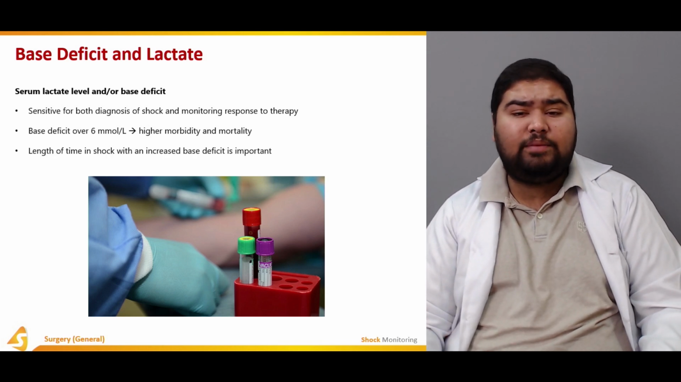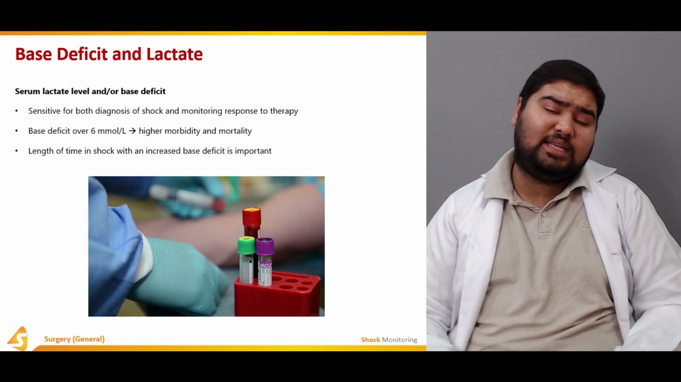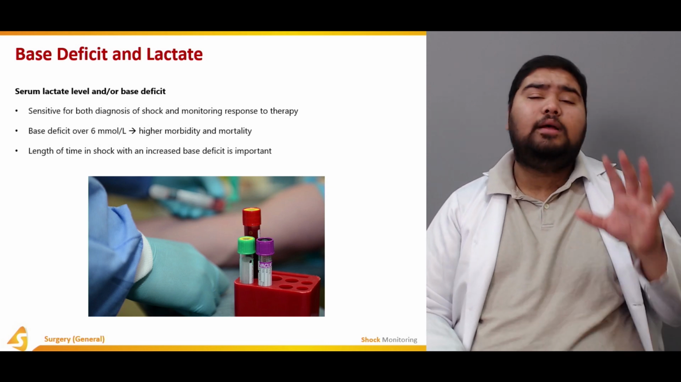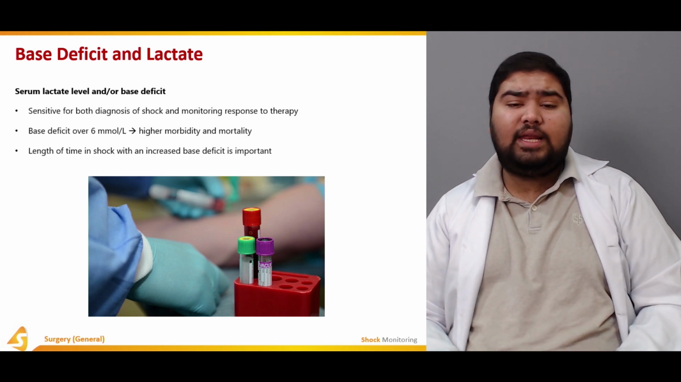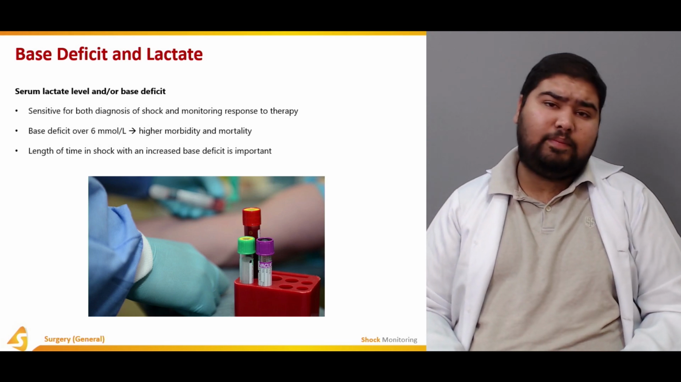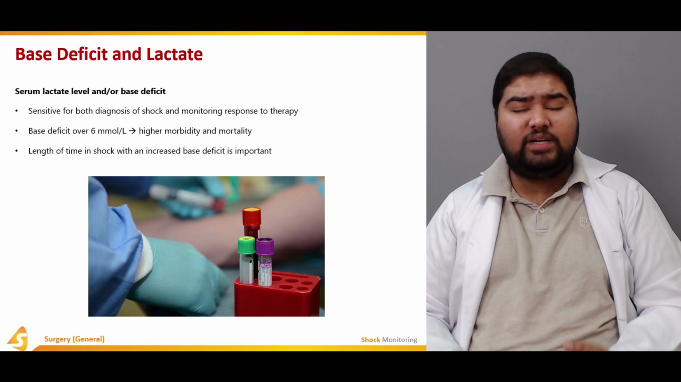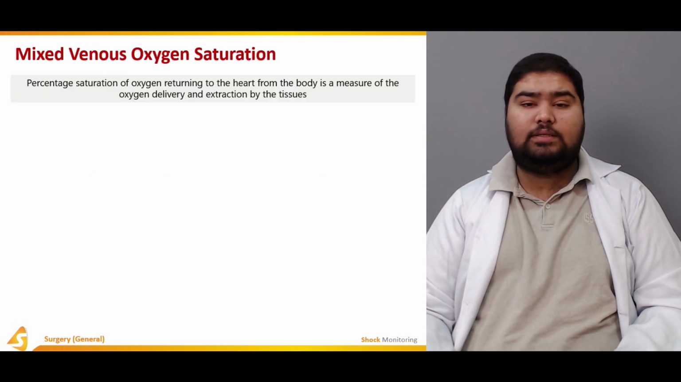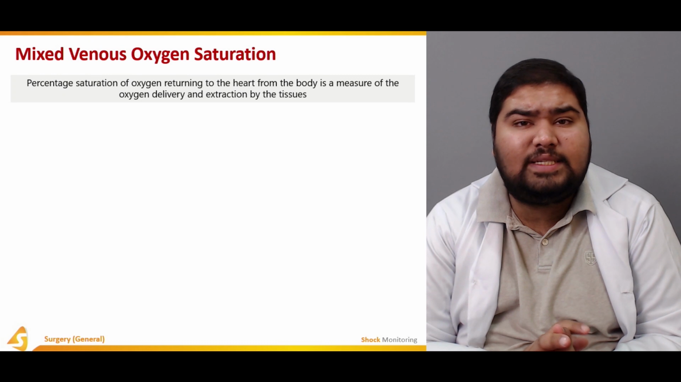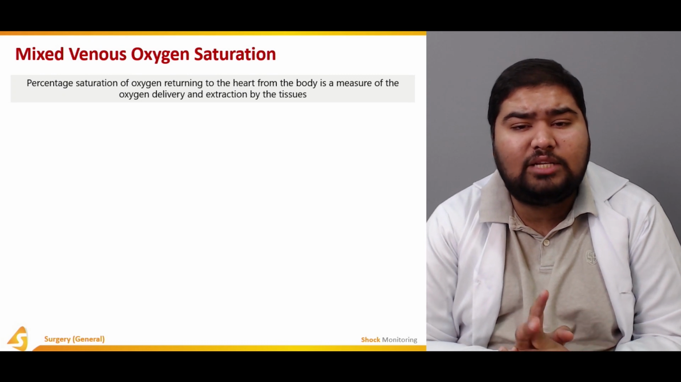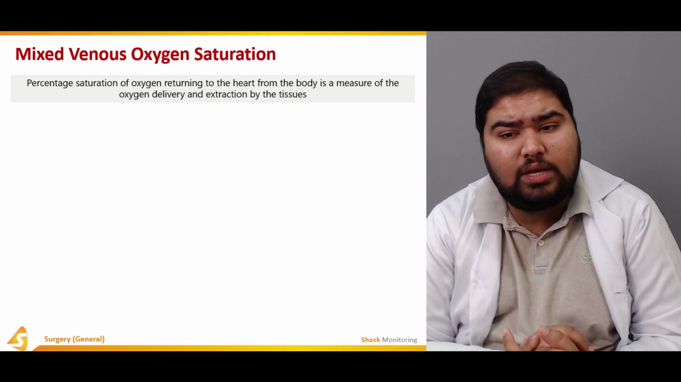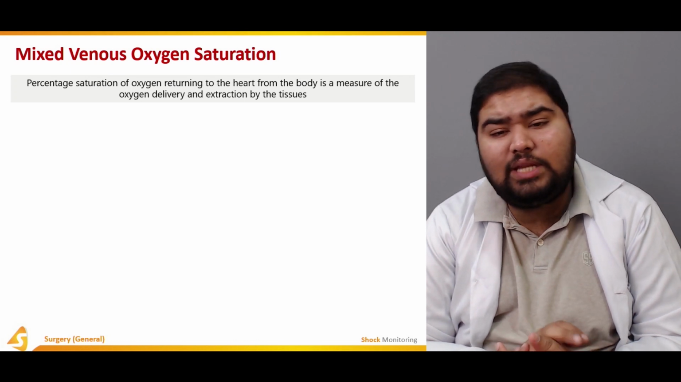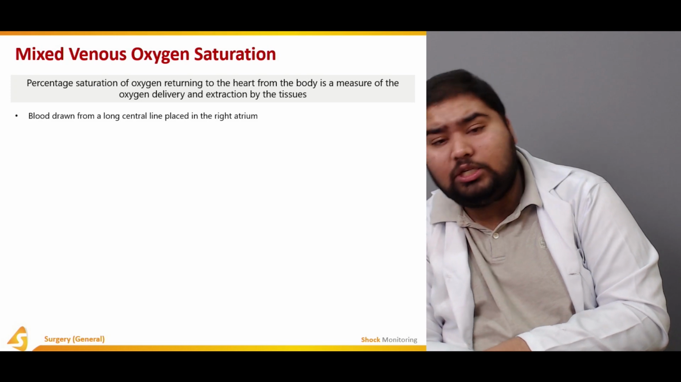And the length of time in shock with an increased base deficit is important because it affects the overall prognosis. The greater the length of time in shock with increased base deficit, the worse is the prognosis. Now, mixed venous oxygen saturation is the percentage saturation of oxygen which returns to the heart from the body and is a measure of oxygen delivered and extracted by the tissues.